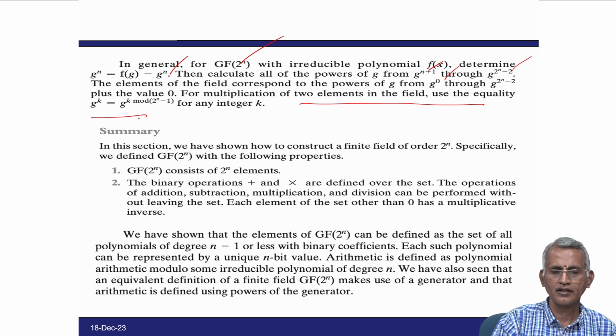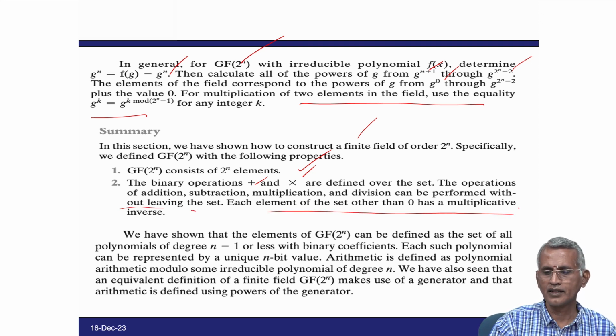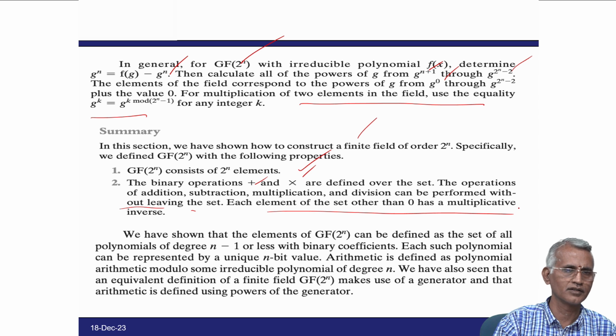So, in this section we have shown how to construct a finite field of order 2 power n, specifically the Galois field of 2 power n, with the following properties. The Galois field of 2 power n consists of 2 power n elements. The binary operations plus and multiplication are defined over the set. The operations addition, subtraction, multiplication and division can be performed without leaving the set, and each element of the set other than 0 has a multiplicative inverse.